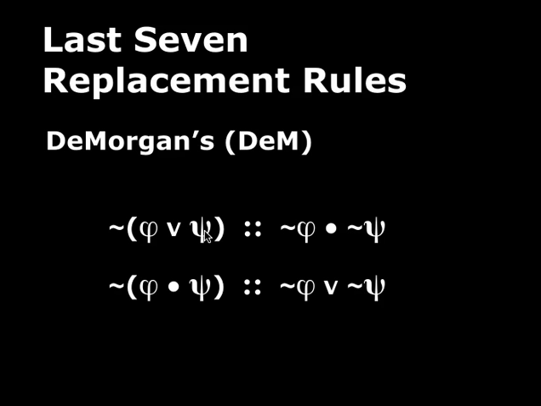Same thing works if I change the disjunctions into conjunctions and vice versa. I can change a negated conjunction into a disjunction. Step 1, I remove the outer negation, so that disappears. Instead of a negated conjunction, it's a disjunction, so the dot becomes a wedge. And I negate both components. Phi becomes not phi, psi becomes not psi, and vice versa. I can change a disjunction into a negated conjunction. This will make a lot more sense when we see some examples.